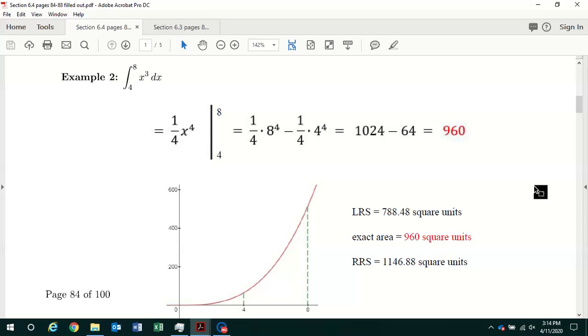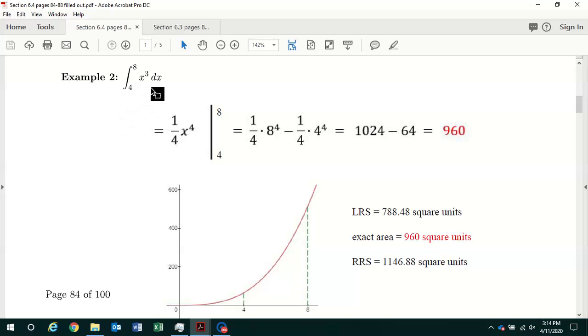All right, class, in this video we pick up our discussion from section 6.4 in your note packet on page 84, the fundamental theorem of calculus, and we are going to be working example 2 at the bottom of page 84. So here you've got to find the definite integral of x cubed from x equals 4 to x equals 8 with respect to x.